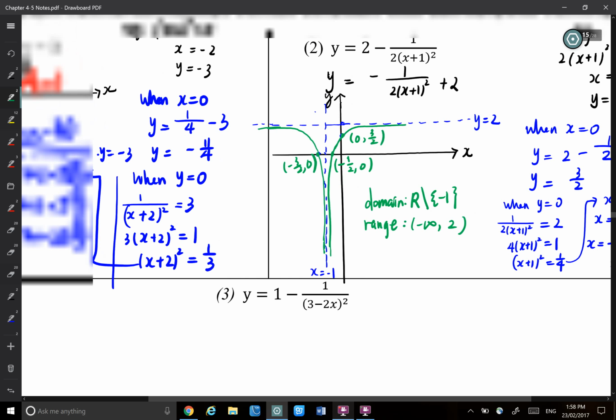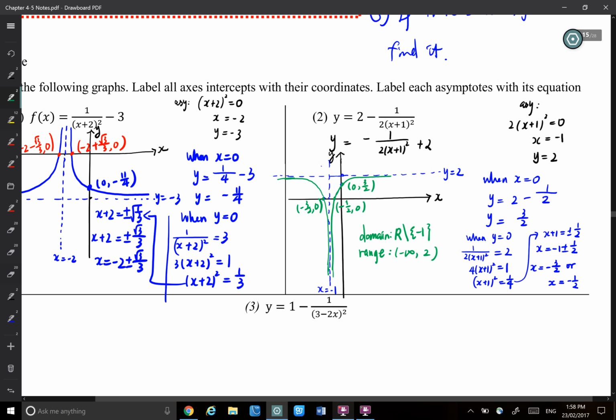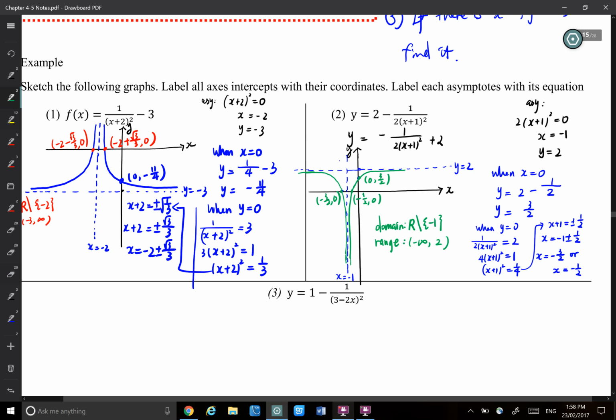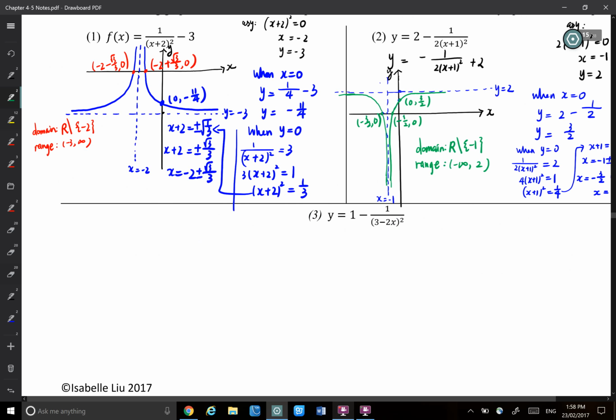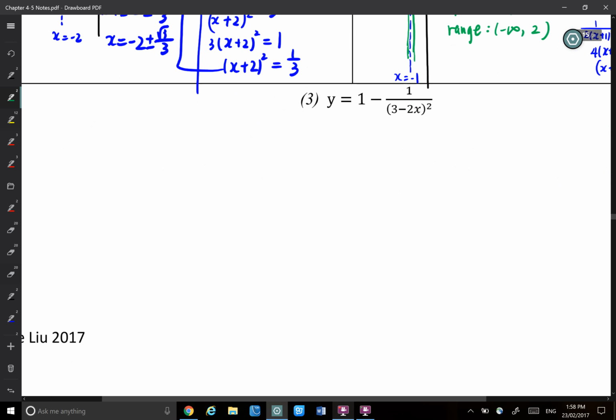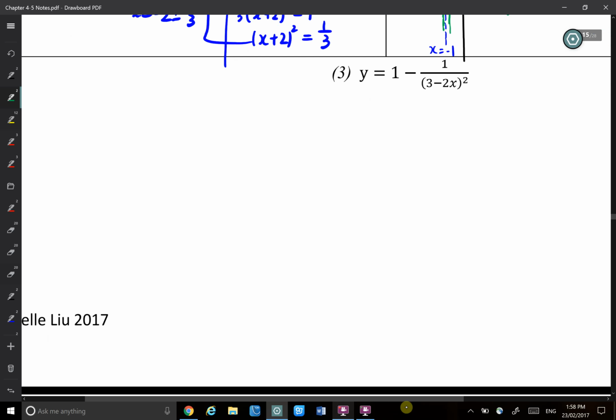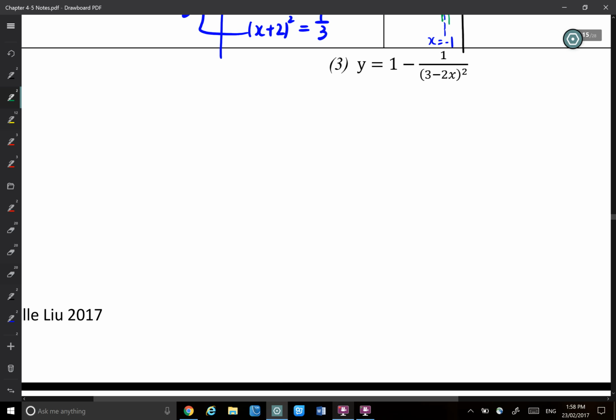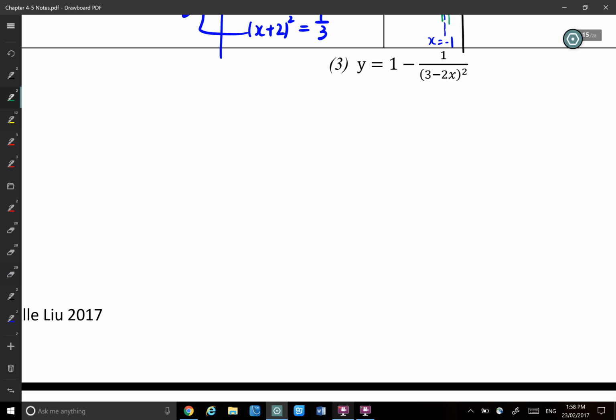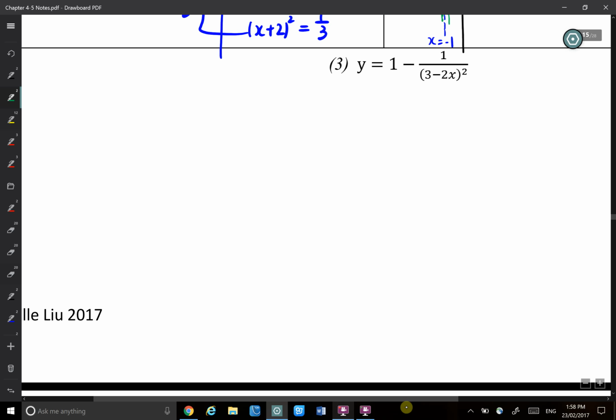Any questions so far? No? No? Okay, if no questions, let's have a look at the last one. In the last one, at the bottom we have (3 minus 2x) whole thing squared.